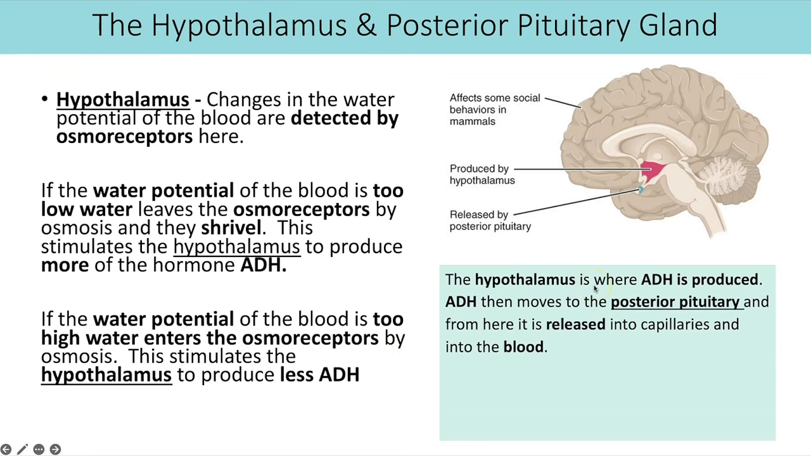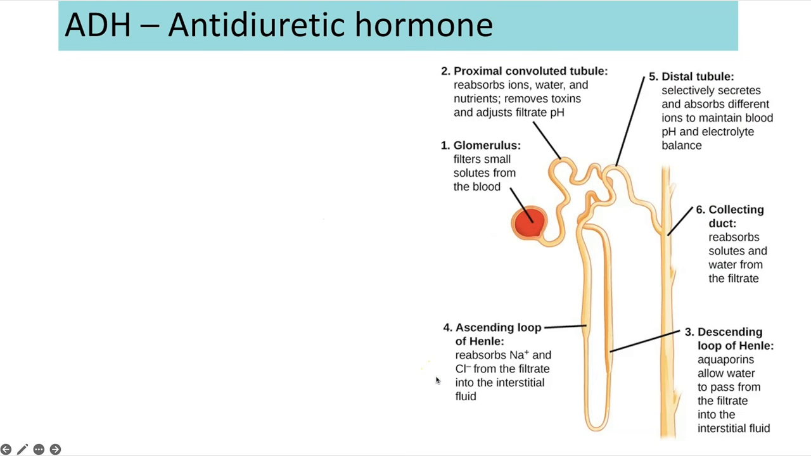So the hypothalamus is where this hormone ADH is produced. The ADH then moves from the hypothalamus into the posterior pituitary gland, and it's the posterior pituitary gland which releases the ADH. And the ADH will then travel through the blood, bind to the target cells and the target organ, which are the kidney. So what is ADH then?